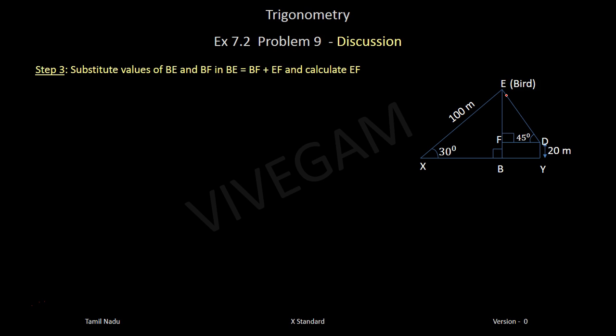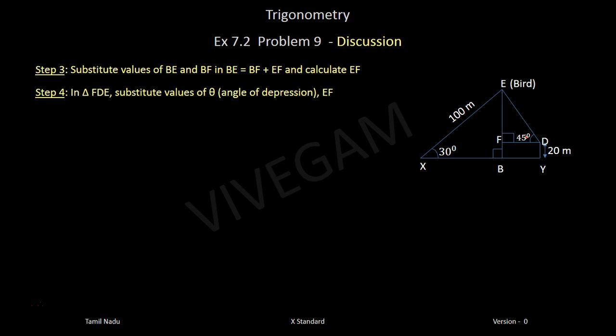Before that we'll do one step. Now, you know this total height, and you know the height of the building is 20 meters. If this is 20 meters, this is also 20 meters, right? These two lines are parallel. So, from the total distance, subtract this distance, you will get EF. Done? Step 4.